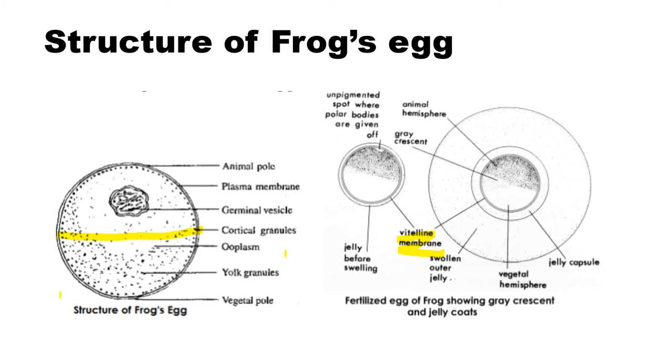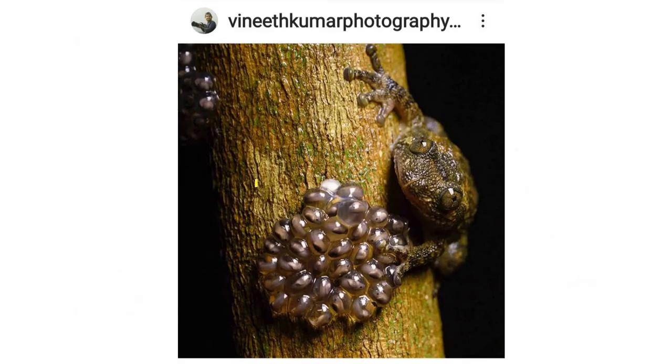Okay, let me change the slide. Here you can see this photo. Actually it is a male frog guarding the eggs. Here you can see a large number of eggs, and one egg is attached to other eggs.